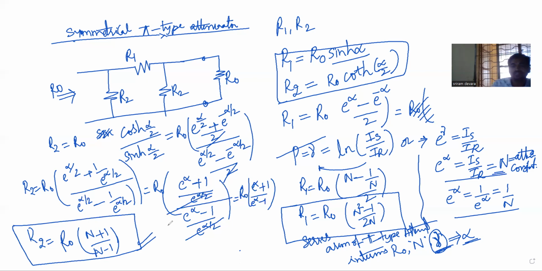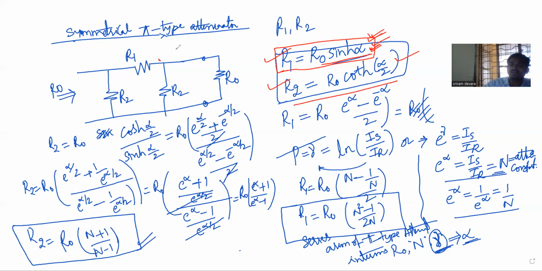For symmetrical pi-type attenuators, we just have to remember these two formulas, R1 and R2, and not worry about how R0 sinh alpha came about. If possible, I will explain it in class later, in the next semester. I will completely derive the formulas, or otherwise I'll send another video regarding this after the examinations. First, you need to remember this.